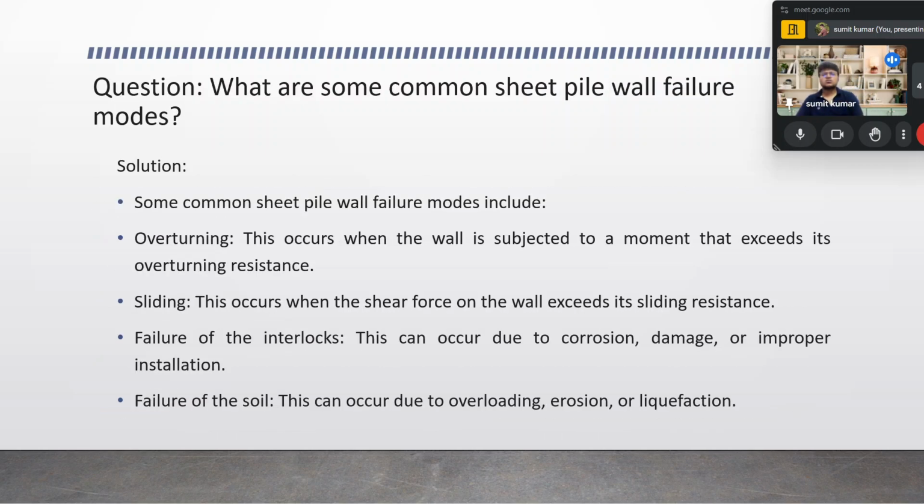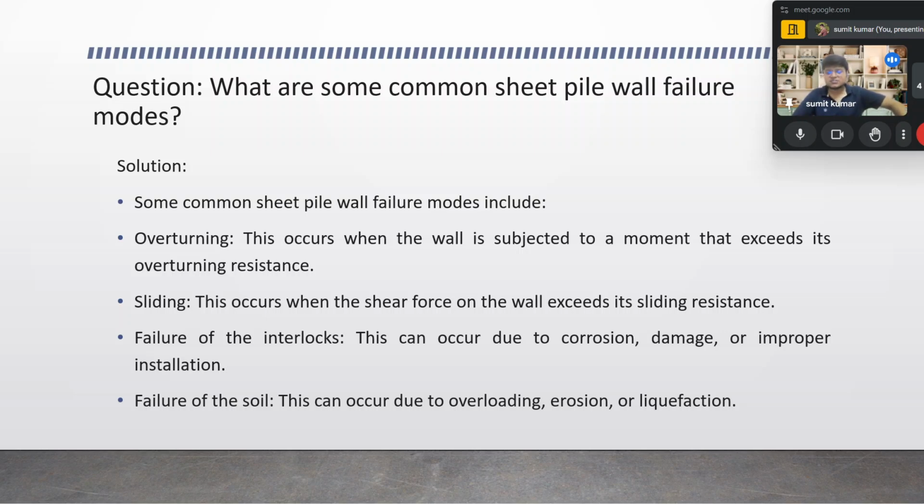Now, the next question is: what are some common sheet pile wall failure modes? Some common sheet pile wall failure modes include overturning. This may occur when the wall is subjected to movement that exceeds its overturning resistance. The next one is sliding. This occurs when the shear force on the wall exceeds its sliding resistance.